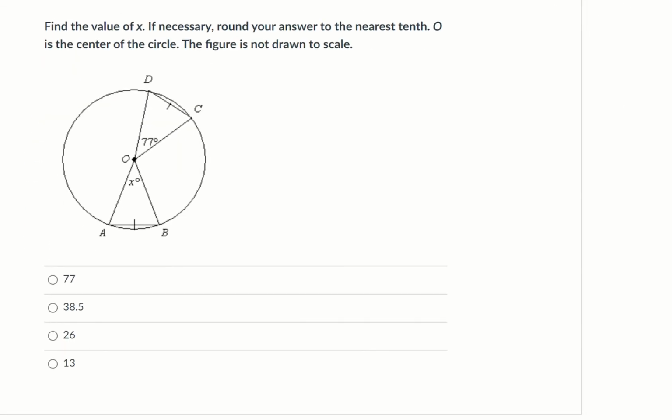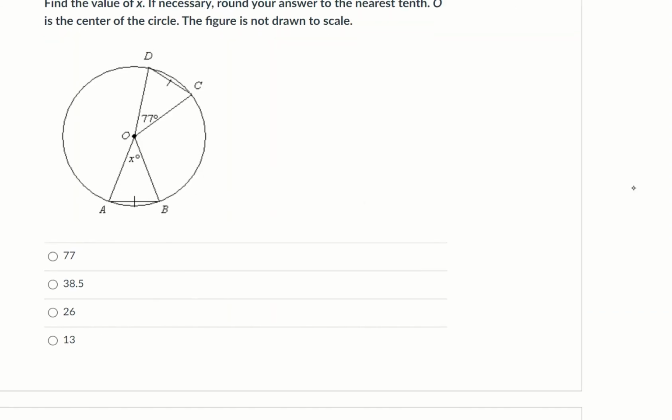All right, so next question, find the value of x. If necessary, round to the nearest tenth. O is the center of the circle. All right, figure is not drawn to scale. So we want to find x here, this angle. Now, if we want to find that angle, well, we know that its arc is equal to that. And it says that this arc is equal to this arc. And that arc is 77. And therefore, this arc is 77. And therefore, x has to be 77. Not a trick question. It's just being able to understand congruent measures and congruent arcs. And there you go, 77.